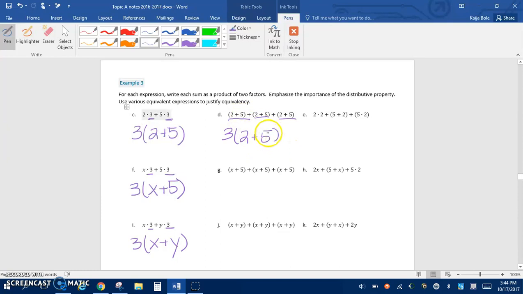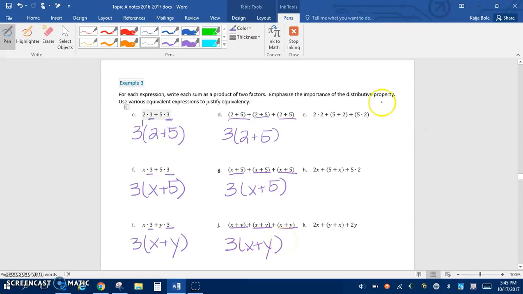In part G, same idea, they all have an x plus 5. So if we add them up, there's 3 of them, right? So we would have 3 times x plus 5. Part J, same idea, they all have an x plus y, so it's the same thing, there's 3 of them, times x plus y.